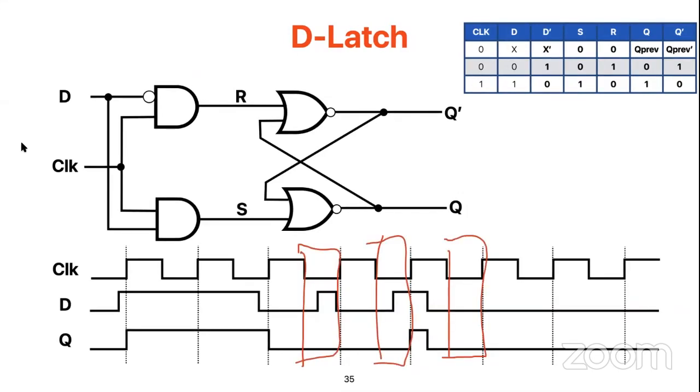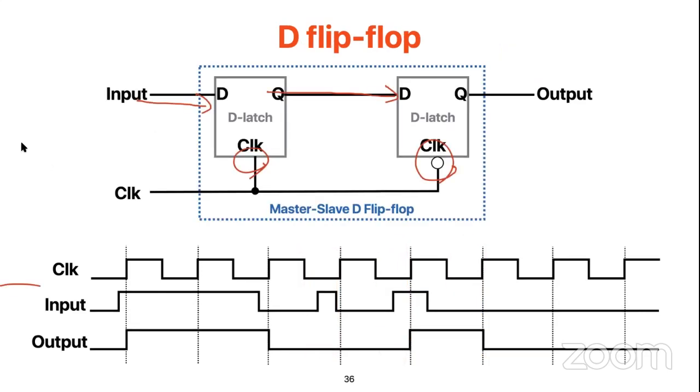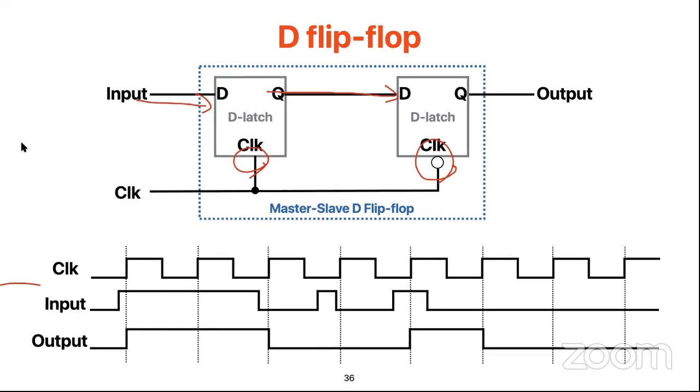So if you want to keep the content for the whole clock and only take the input in the very beginning, the solution is that let's just have 2 D-latches, and one of them keeps your content on the rising edge, and one of them keeps your content on the falling edge. So if you have 2 D-latches chained together, this is what the signal looks like.